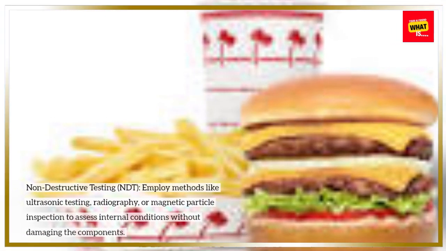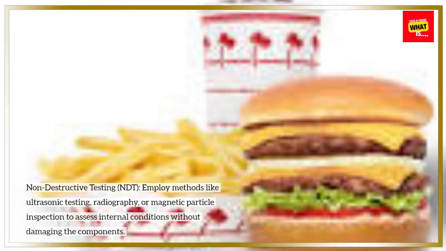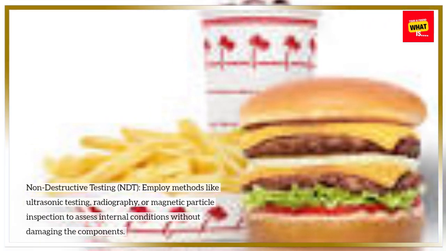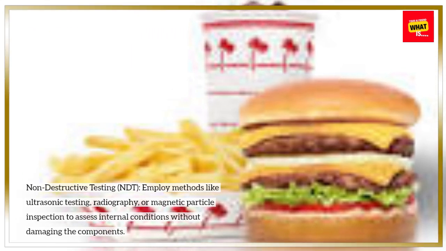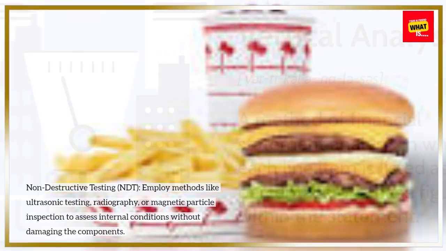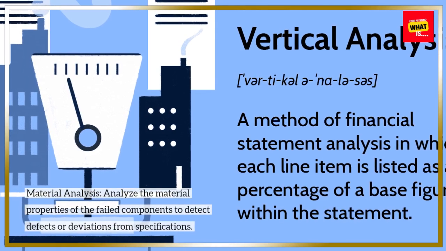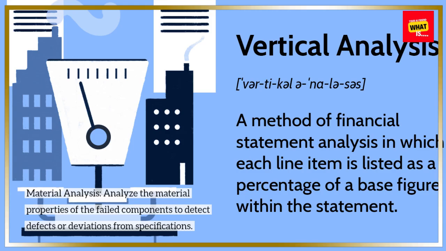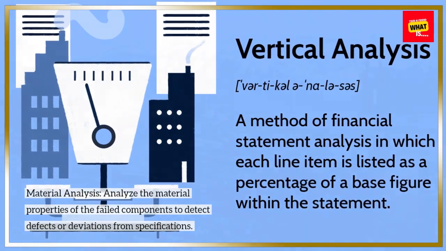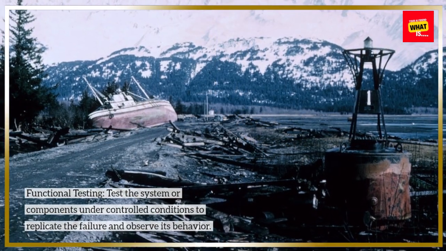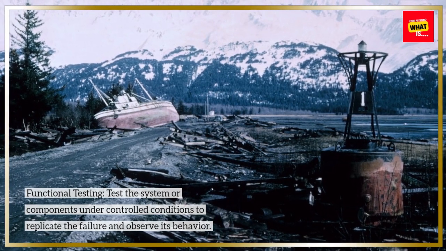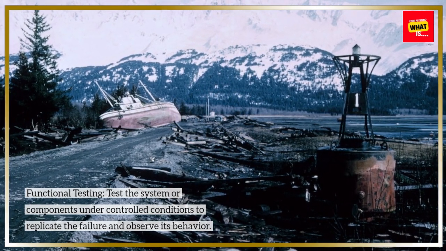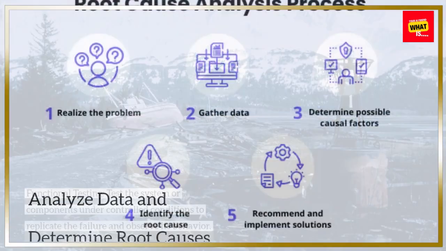Non-destructive testing, NDT. Employ methods like ultrasonic testing, radiography, or magnetic particle inspection to assess internal conditions without damaging the components. Material analysis. Analyze the material properties of the failed components to detect defects or deviations from specifications. Functional testing. Test the system or components under controlled conditions to replicate the failure and observe its behavior.